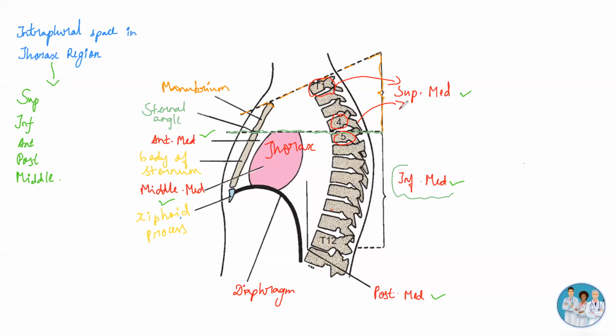So now we know what the mediastinum is, its parts, and the structures which mark the boundary between the different mediastinum parts. Now we should know about the structures which are bounded by the mediastinum. So we'll go to the next page.